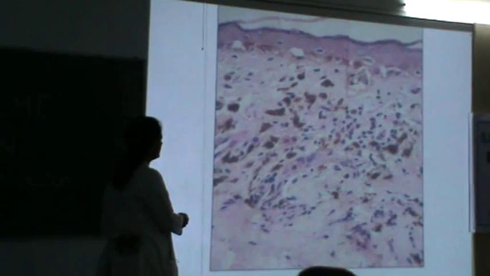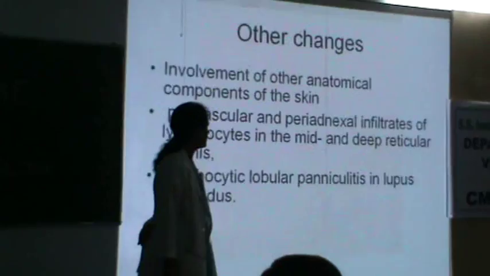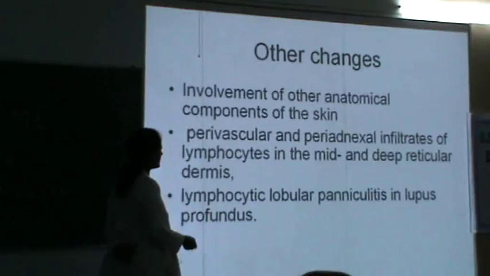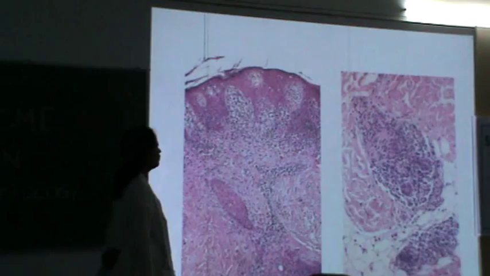So that says there is basal cell damage and pigment incontinence. The other changes involve other anatomical components of the skin: perivascular and peri-adnexal inflammatory infiltrates, and then lymphocytic lobular panniculitis. It all depends on the disease. You just perform this. What can you make out here?